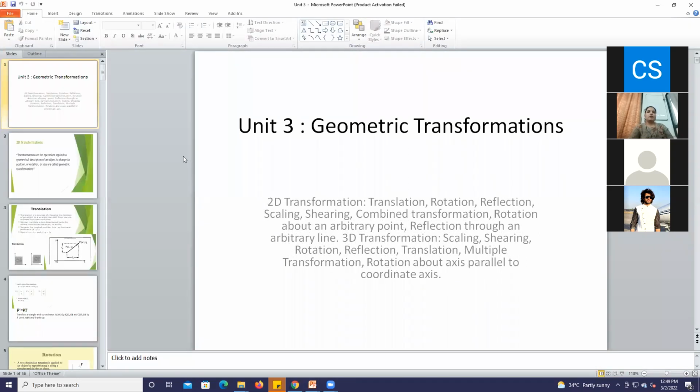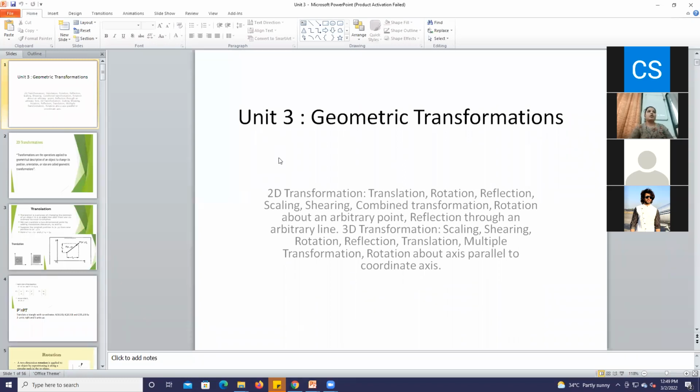Okay. So let us revise the earlier contents. We have started with chapter number 3, geometric transformations. In that we have seen the 2D transformations. So we have covered translation.